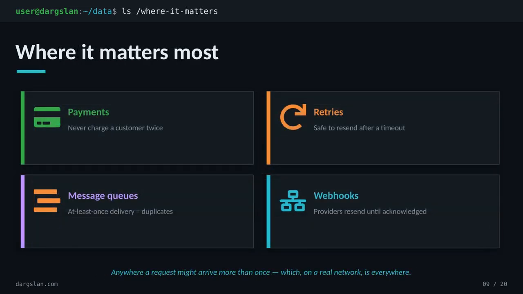So where does this pattern really earn its keep? Payments are the obvious one. Nobody wants to charge a customer twice for the same coffee. But it's just as critical with retries after a timeout, with message queues that promise at least once delivery and therefore guarantee duplicates, and with webhooks, where providers will keep resending until you acknowledge. Honestly, anywhere a request might arrive more than once, which on a real network is pretty much everywhere.